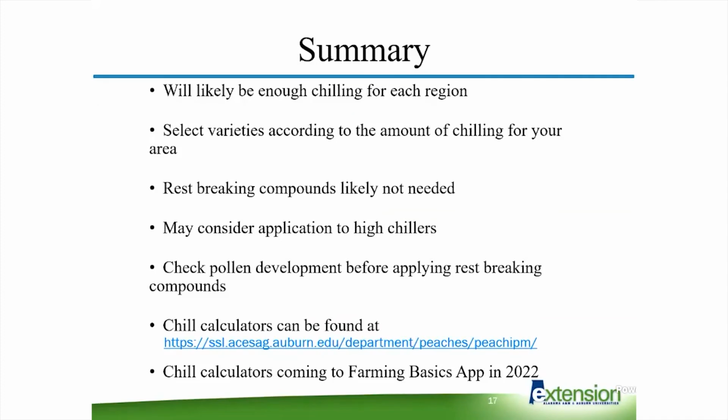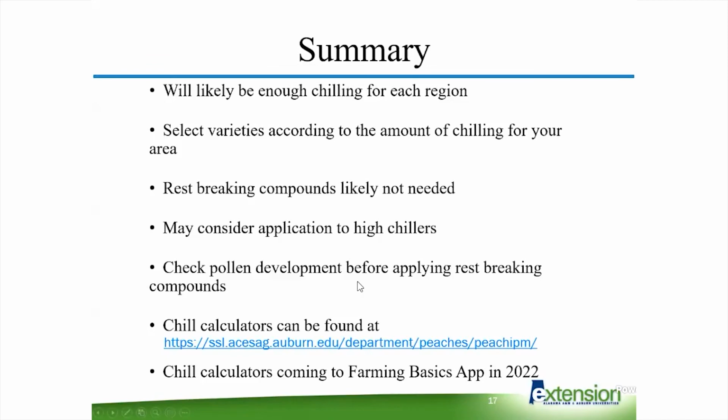So in summary, we will likely have enough chilling for all the regions of the state. I don't think it's going to necessarily be an issue this year, though there will likely be other issues. Another thing: if you're putting in a new orchard, or if you have some peach varieties at home that you want to plant, be sure to know the chill hour requirement for your varieties and the historical chill accumulation for your region.